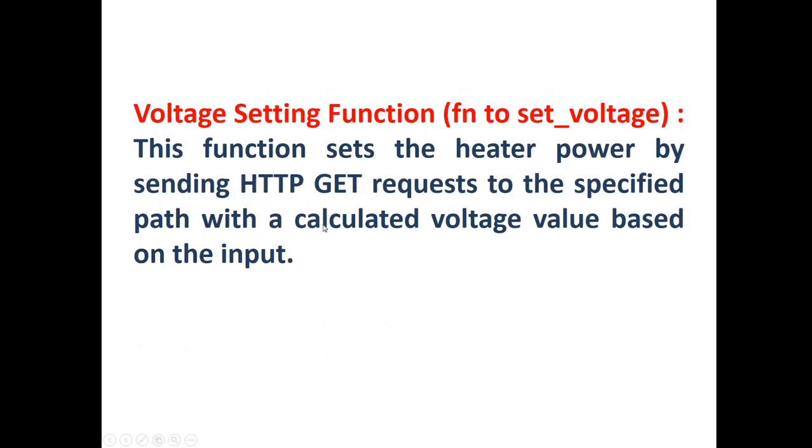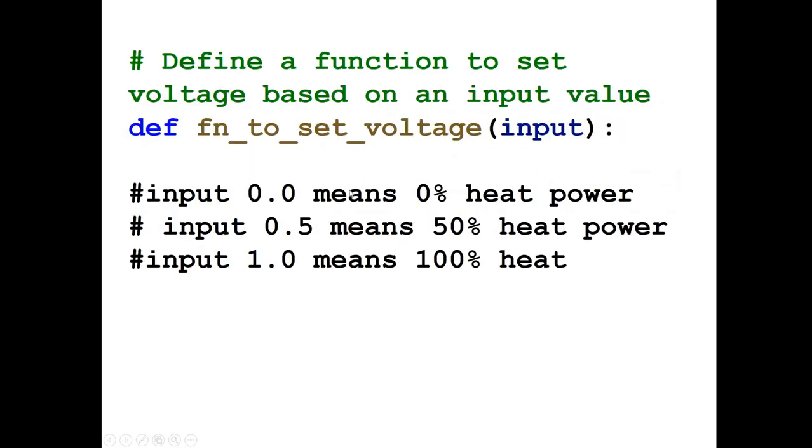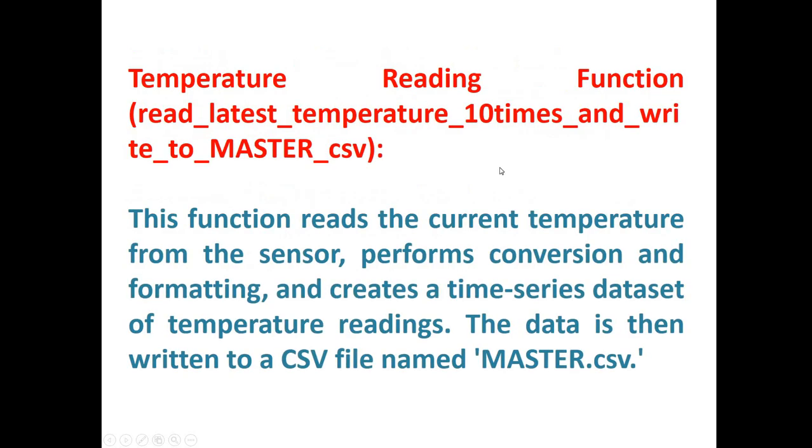See that? And in the same way, to write a value to the heater, that means you have to turn on the heater, you have to execute a function for setting the voltage, and you can give 0.5, which means it will set 50% of the voltage, 5 volts. So this is a function to set voltage, and here you can give 0.5 for 50%, 1 for 100%, etc. Now the temperature reading function is very easy.